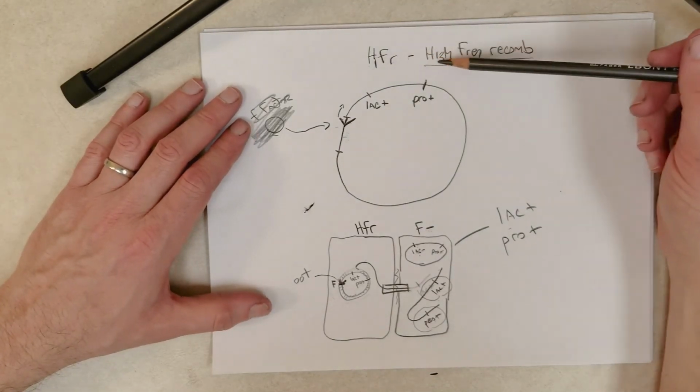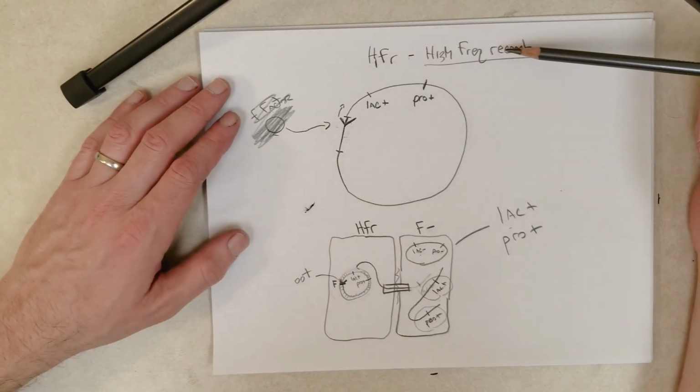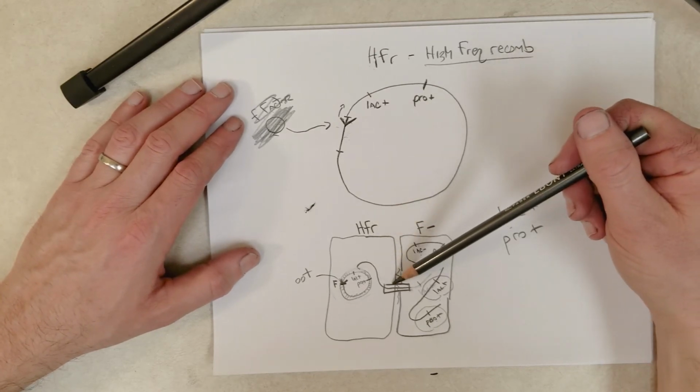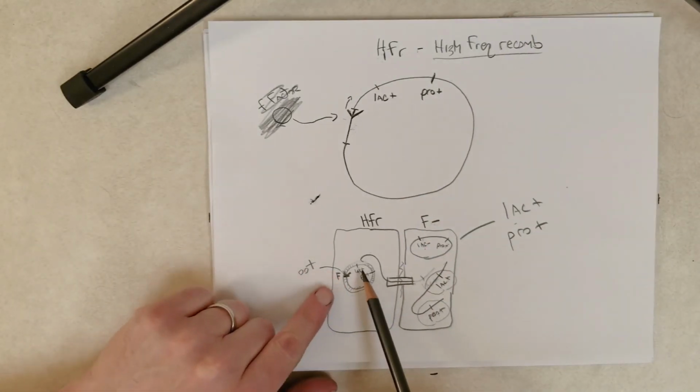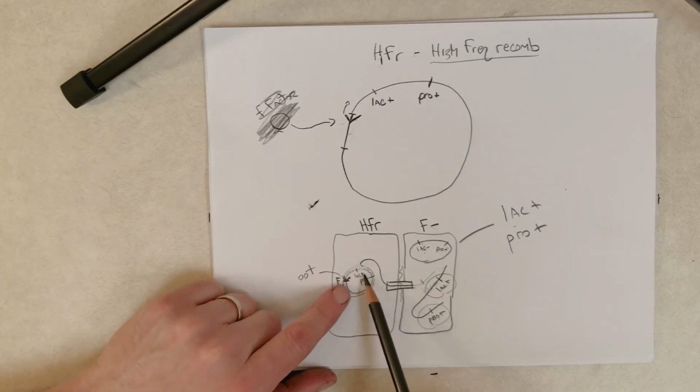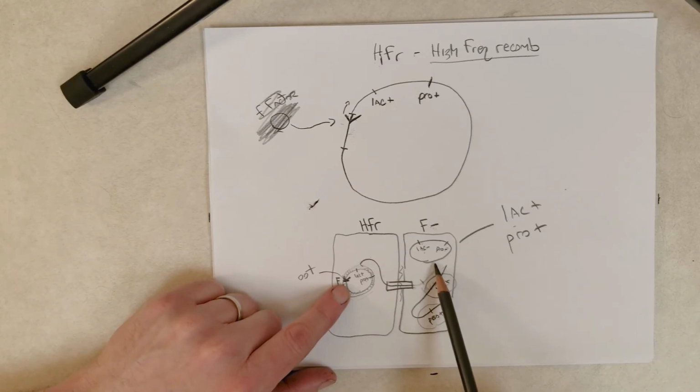So Hfr, high frequency recombination mediated conjugation, can allow this strain with functional copies of lac plus and pro plus to donate those genes to an E. coli cell with mutant versions of those same genes. So those mutant versions can be replaced with the functional copies.